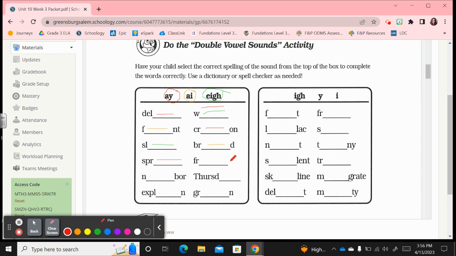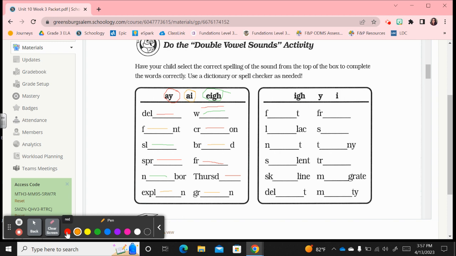Fray, like the end of the ribbon will fray, that's AY as well. Remember, it's not freight. If it were freight, I would pick that. Okay, neighbor, we have NEIGHBOR. Thursday, the day of the week, we know that is AY. Explain, you have to explain your answer, is AI. And grain, AI.